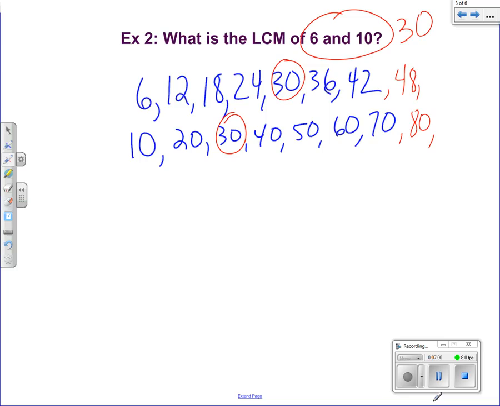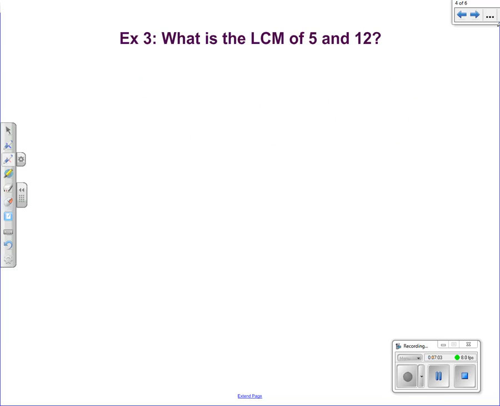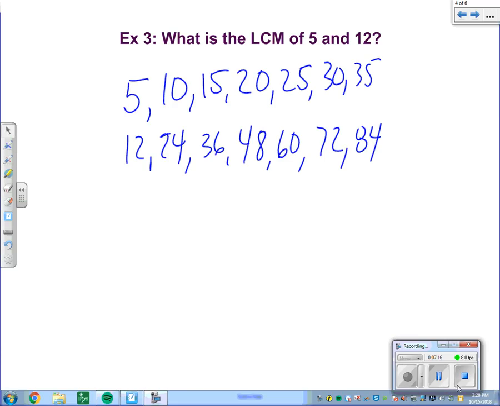Next example. I would like for you to try. Pause the video, find the LCM of 5 and 12, work it out on your own, and then hit play and check your answer. All right, check it out. Here's what I did. I started counting by 5s. I started counting by 12s. And I hit a roadblock, because I took a step back, looked at my two lists, and I couldn't find a number that matched. Does that mean there is no LCM? Of course not. There is an LCM. We just need to keep looking for it.